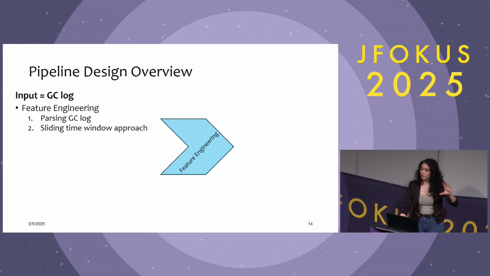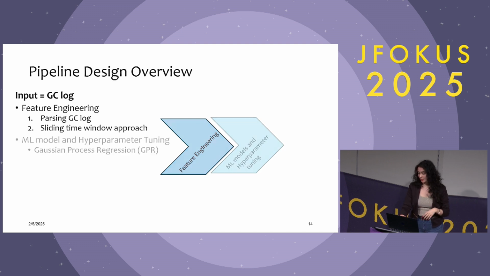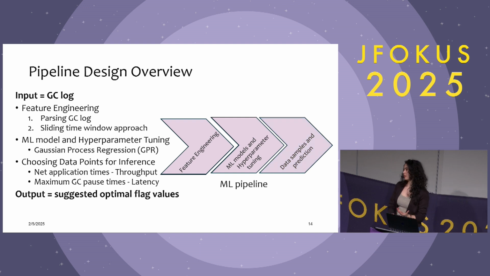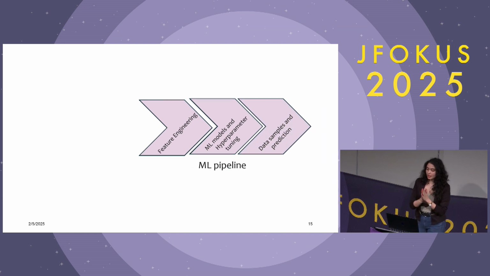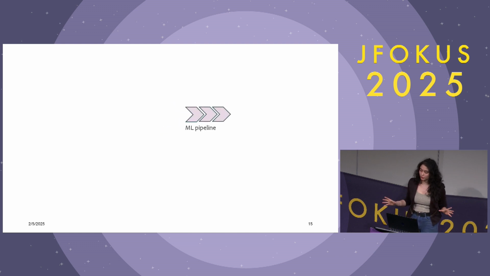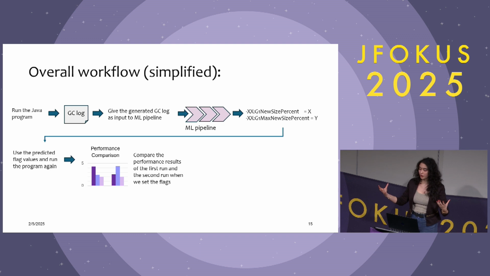First, we begin with some feature engineering, parsing the GC log, and preprocessing this information with the sliding time window approach. Then we train and test our model, and we form the inference data by relying on the net application time for throughput improvement and the maximum GC pause times for latency. And the pipeline outputs the predicted flag values. Now let's see the place of this pipeline in our overall workflow diagram to make the bigger picture clearer. And here is a simplified version of it.